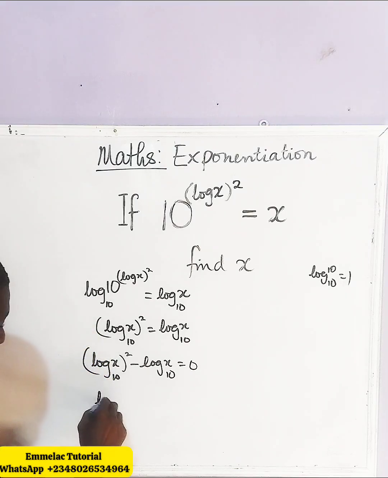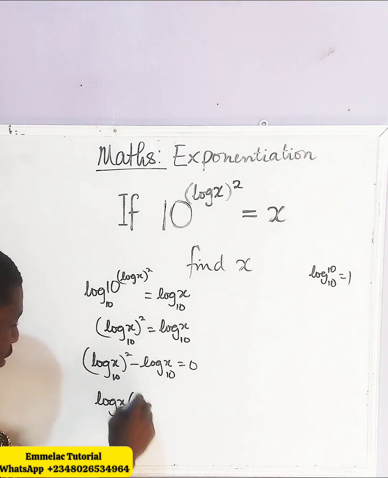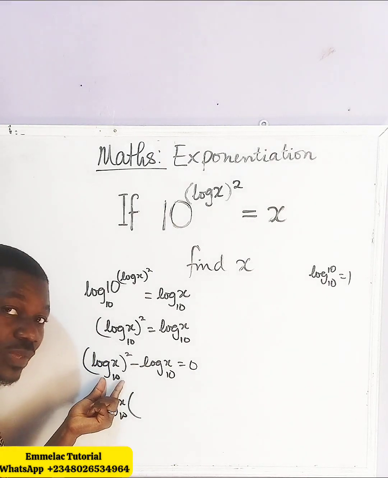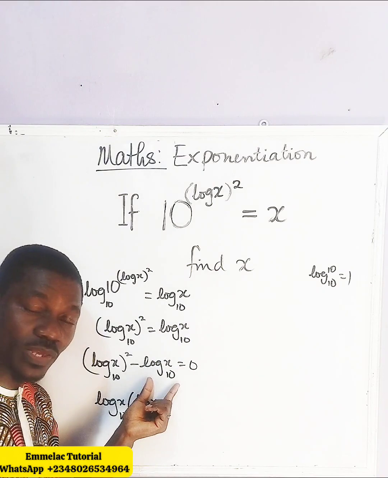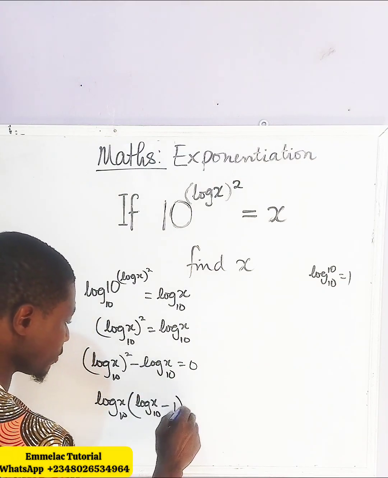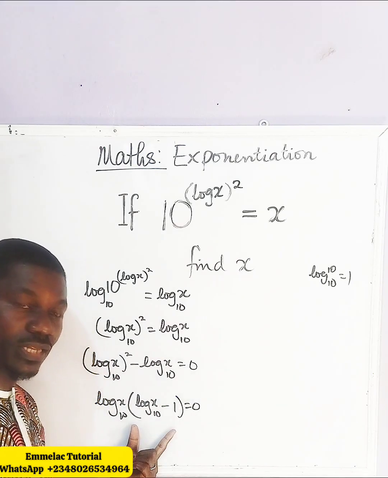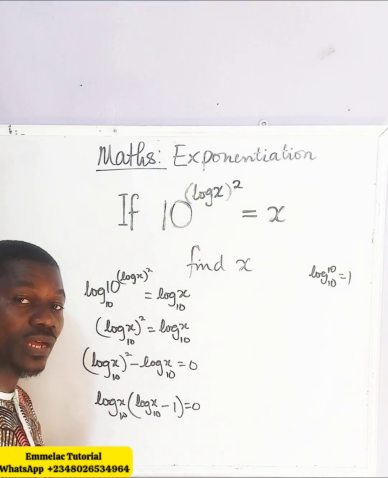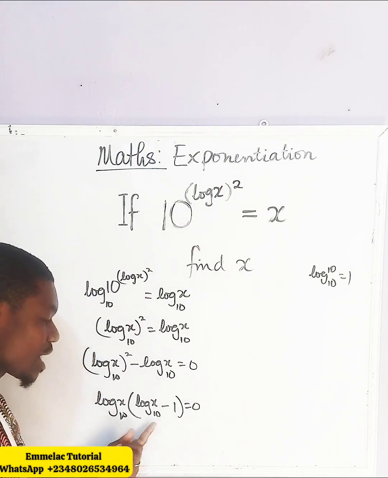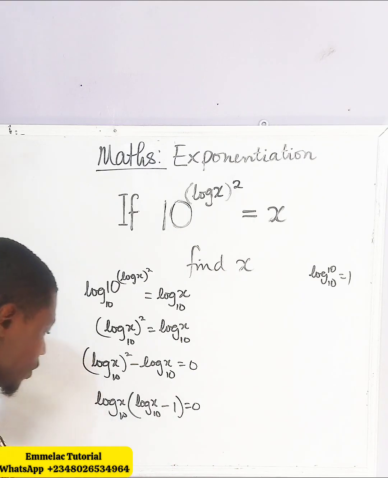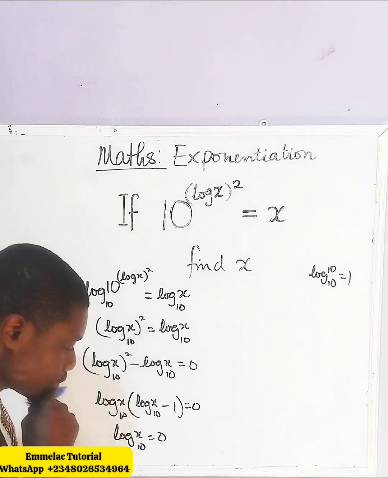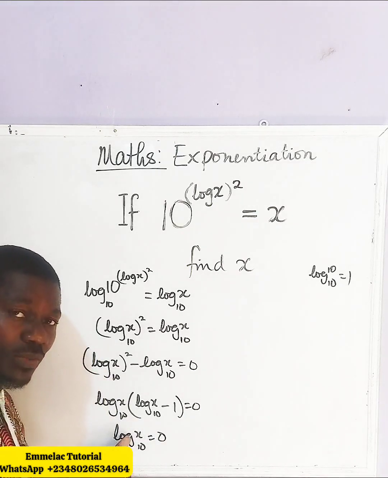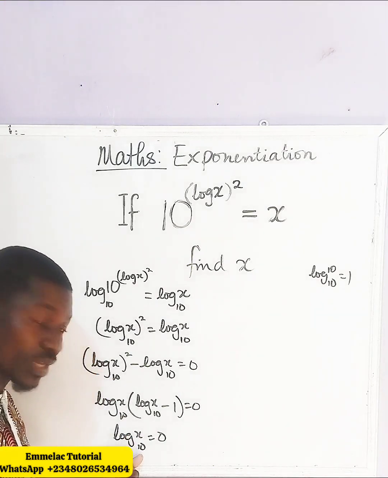Here we have log x base 10 into, when you factor out log x from here, you are left with log x base 10 minus 1, then equals 0. Now you get to see that both factors multiply to 0, which implies either of them is 0 or the two are equal to 0. So in this case we say log x base 10 equals 0.